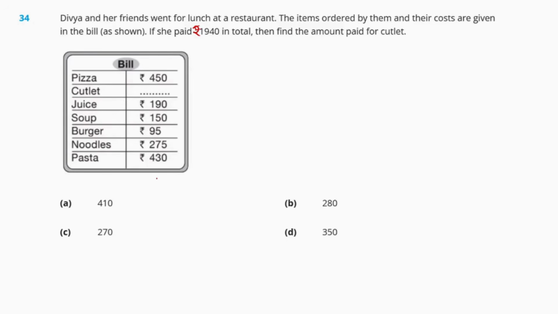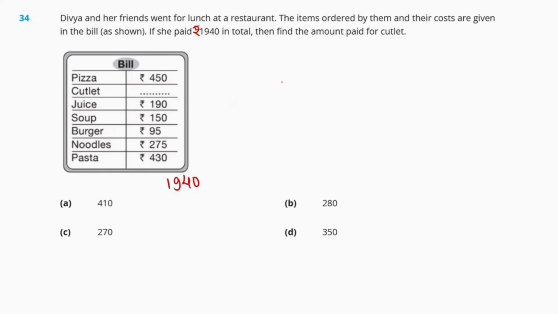So we know that the total amount spent by her was 1940, and we know that she ate a few items, that is she ate around 7 items, and we know the cost for 6 of the items. Now we have to find the cost for cutlet, right? So how will we do that?